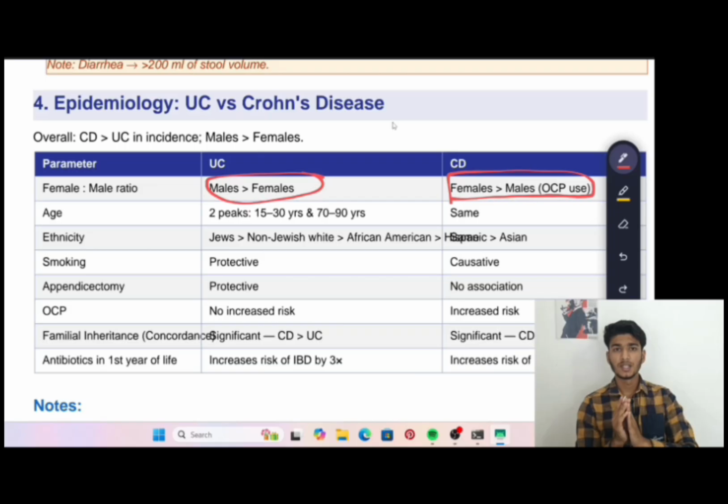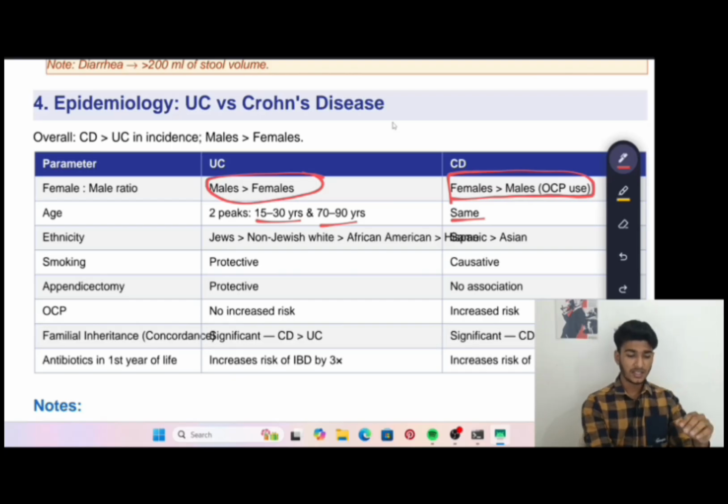Age: what is the age peak? 15 to 30 years and 70 to 90 years. These are the age peaks where a patient might develop ulcerative colitis as well as Crohn's disease. So look, here are the peaks. They are the same. Ethnicity.